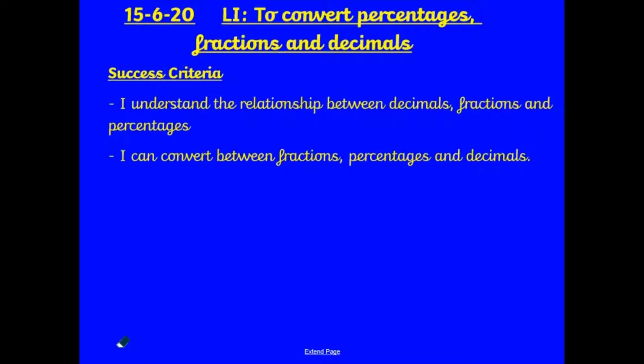Good morning, Year 6. Welcome back to another week where we're going to be continuing to look at different mathematical areas over this week to revise from our tests. Now then, one of the things that did come up was about converting between percentages and fractions and decimals, and that's what we're going to be looking at today.